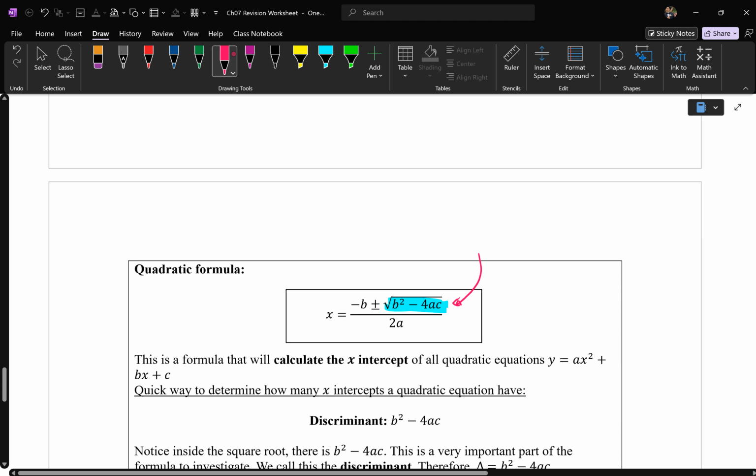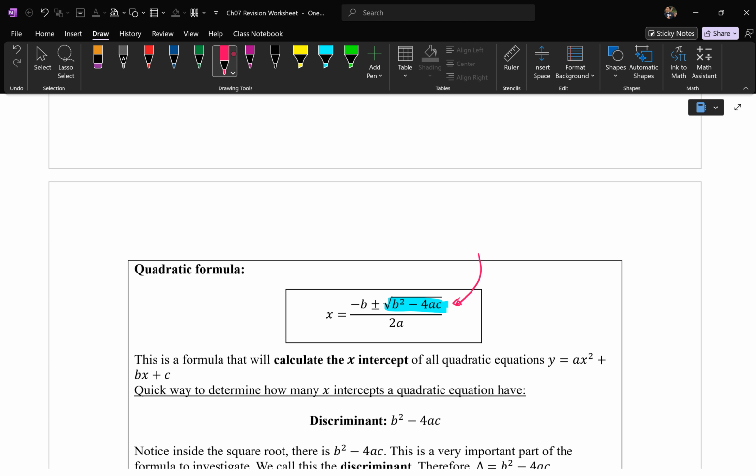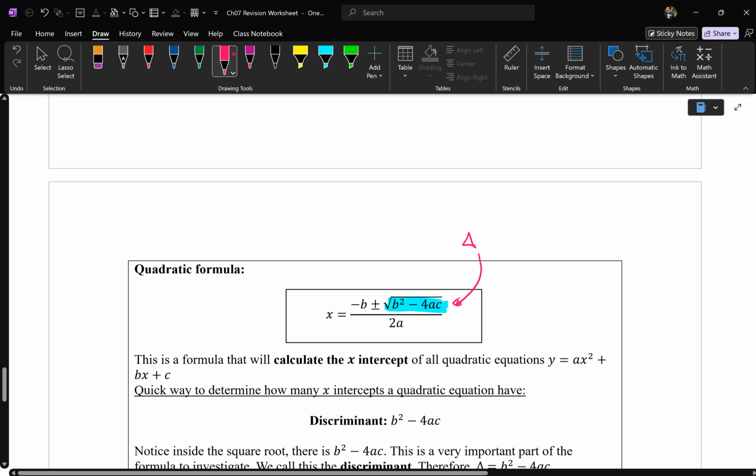It's inside the square root. b squared minus 4ac. If you want to know if an equation has 0 intercepts, 1 x-intercept, or 2 x-intercepts, you can literally just figure it out from this rule. So the b squared minus 4ac, next year if you're doing methods, I can explain to you why that's the case. But b squared minus 4ac is described as the discriminant. It's shown with a triangle.